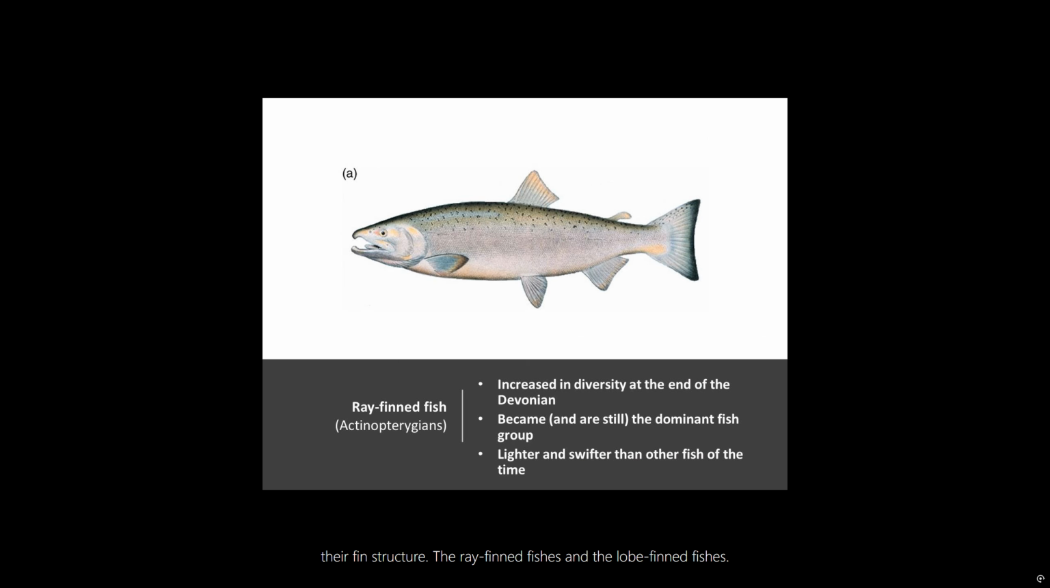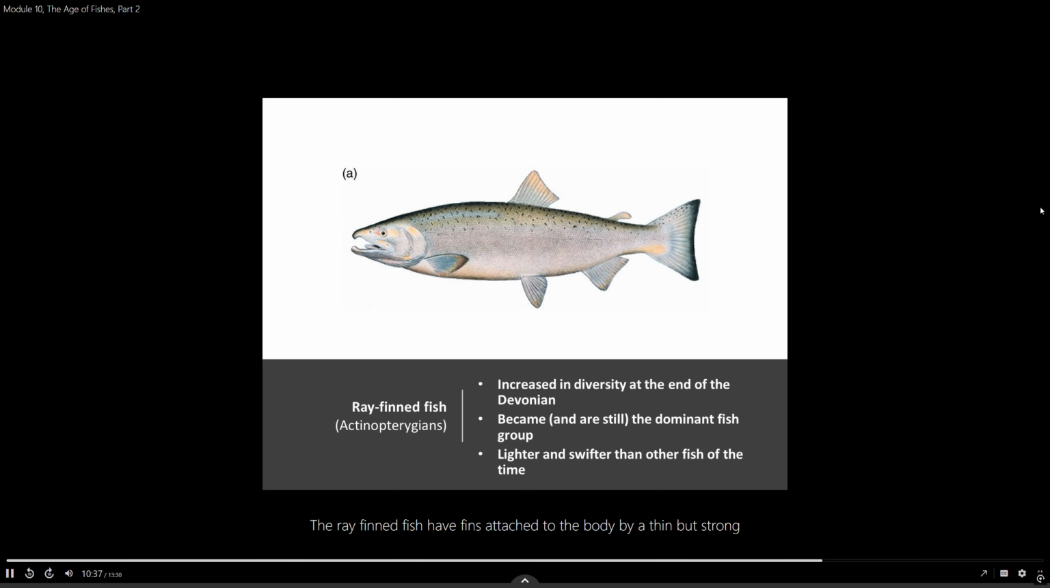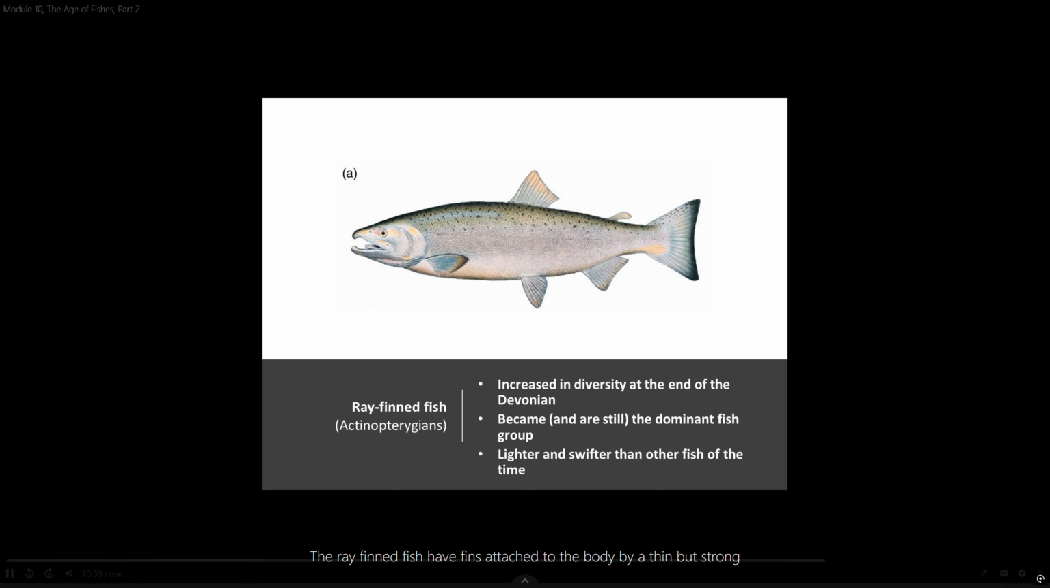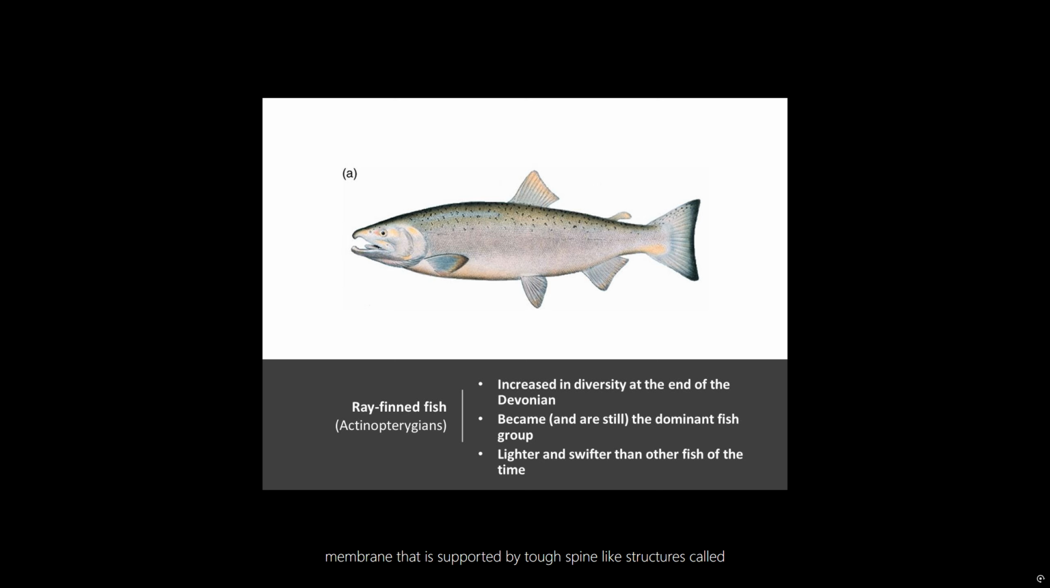The ray-finned fish were and are still today highly successful. They increased in diversity at the end of the Devonian, when they quickly became the dominant fish group. They were much lighter and swifter predators than other fish of the time. The ray-finned fish have fins attached to the body by a thin but strong membrane that is supported by tough spine-like structures called rays.